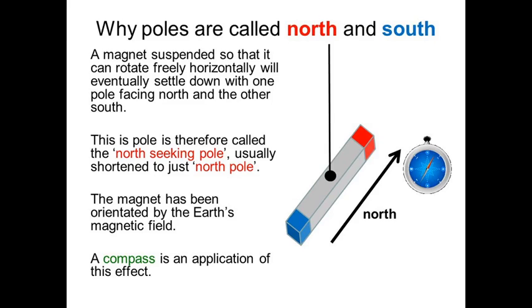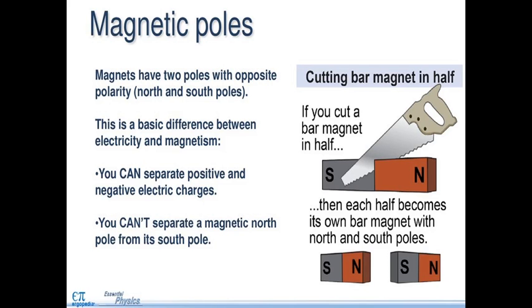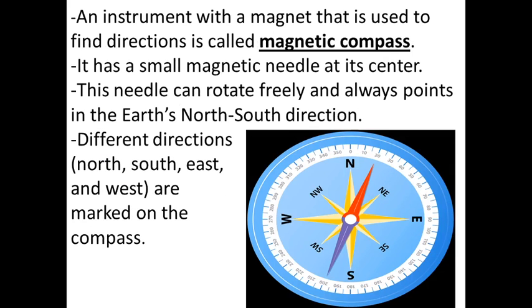Understood? And this property is used by a compass. Have you seen the compass? See, this kind of thing. So this is an instrument with a magnet. Okay, a magnet is also present in the compass, which we use to find direction. Okay, the travelers use the compass to find out the direction.